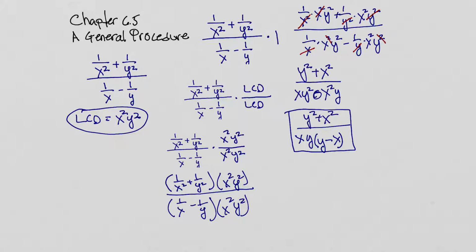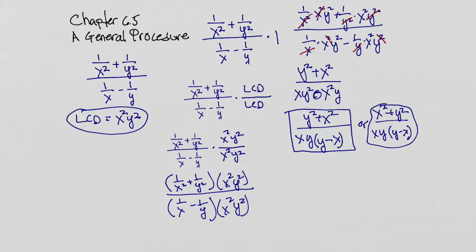Now, in the top, this y squared plus x squared, since addition is commutative, we could switch the order. And some of us just like to write these things in alphabetical order. So we could write this as x squared plus y squared over xy times, I'm going to still leave it, y minus x. There's something we can do there, but we don't need to do it here.